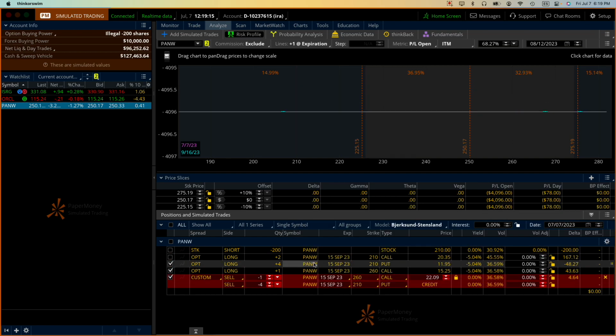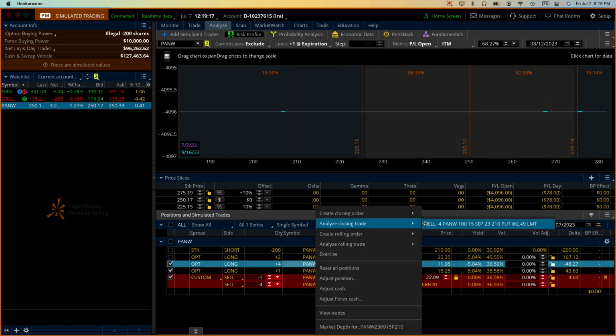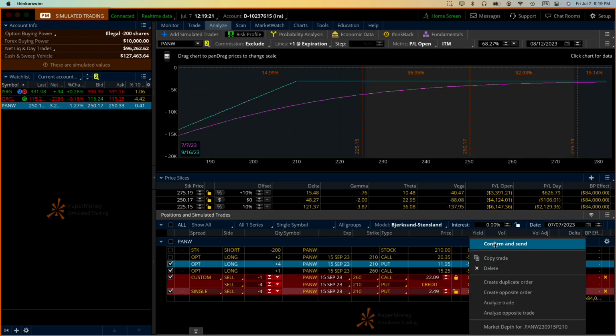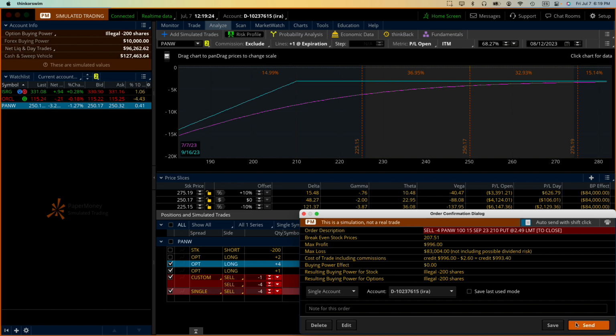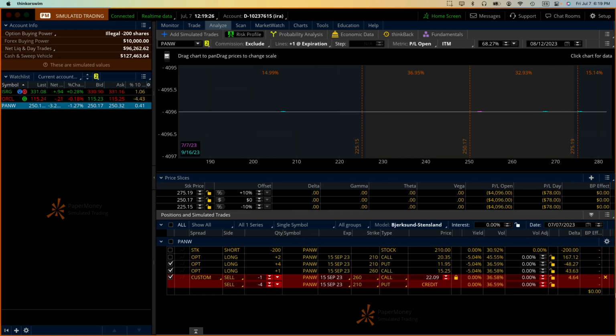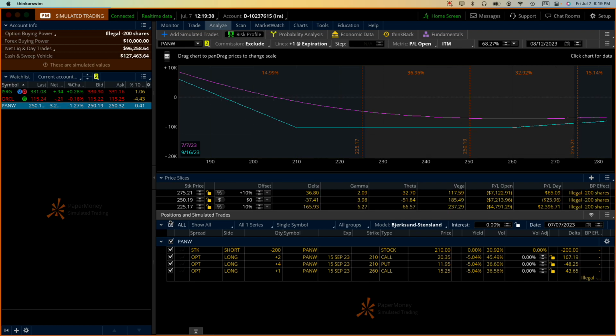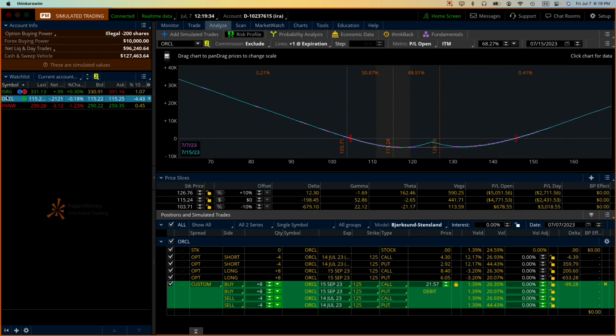And sell the puts second. And then you would adjust whatever needs to be adjusted so that the positions are all closed. Give me a few minutes to see if that gets filled, and let's move on to Oracle.